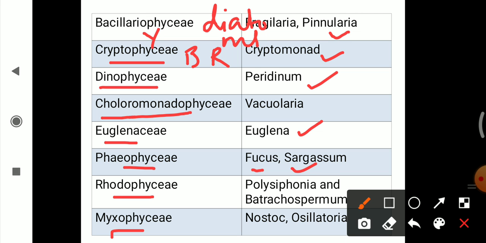The thing that we have to remember for the classification is who gave the classification, that is F.E. Fritsch, and he classified the algae into 11 classes. We have to remember all the classes and the examples of the algae that come under those respective classes.